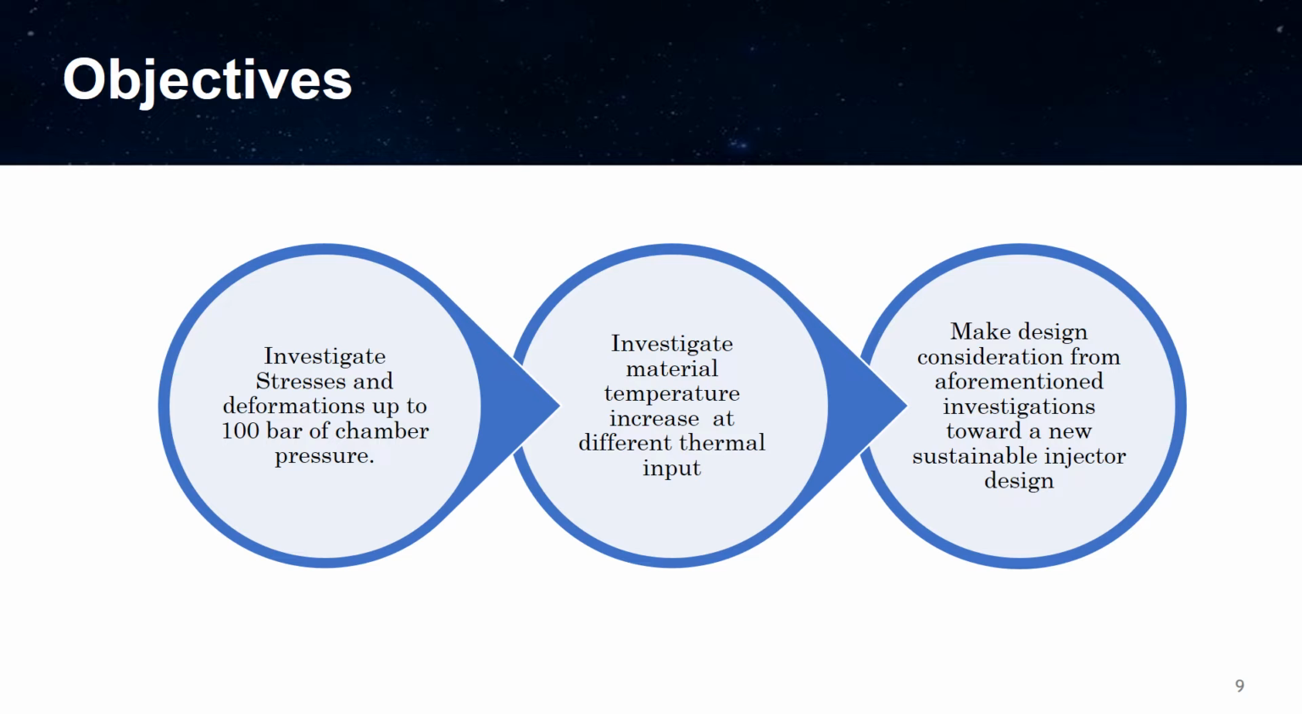The other thing that we'll look into is the material temperature increase due to heat conduction. If the material temperature increases beyond the melting point, or if it increases too high, we know that with increasing temperature the yielding point goes down, so it'll deform plastically faster. So we need to look into that as well, and also make design considerations based on these two outputs to see if we need to design a new injector or we can work with this injector by doing some modifications.